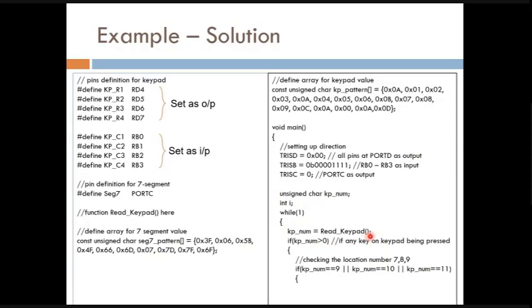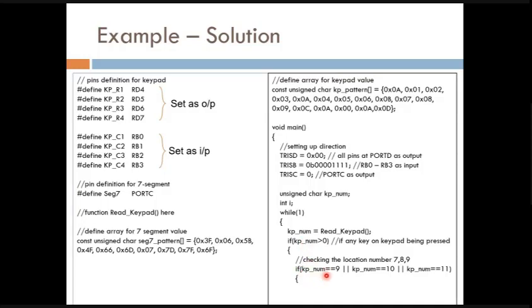If the location number is 15, then kp underscore num is equal to 15, depending on the return number. So the first code will be an if statement. If kp underscore num is greater than 0, it means there are no negative values, whether we press 1, 2, 3, 4, A, B, C, D, 5, 6, 7, 8 to 0, 9. Only positive numbers. So if kp is a positive number greater than 0, then you check again.